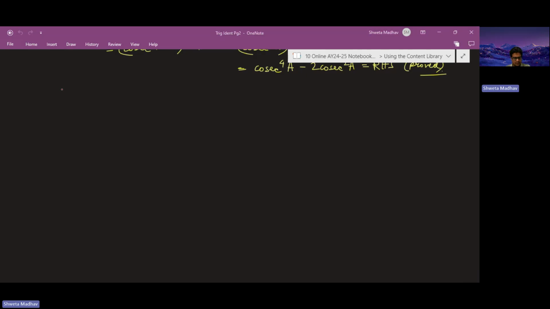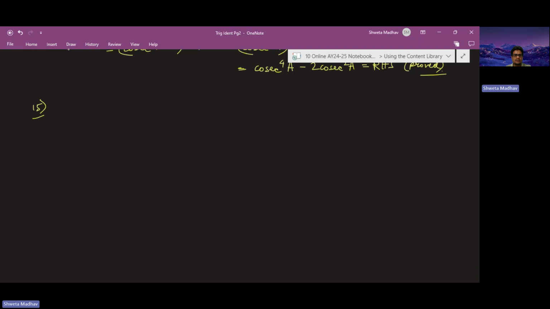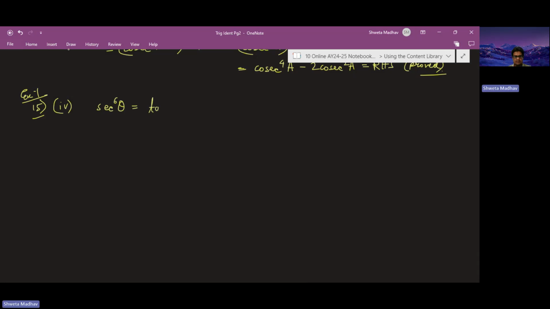Here we shall solve the sub parts 4, 5, 6, and 7 in question number 15 in exercise 1 of the chapter Trigonometric Identities. So in question number 15 in exercise 1, in subpart 4, we have to prove that sec power 6 theta is equal to tan power 6 theta plus 3 tan square theta into sec square theta plus 1.